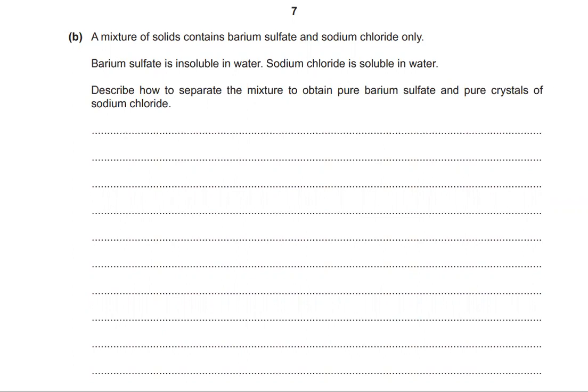It says that a mixture of solids contains barium sulfate and sodium chloride. Just after reading it, we know that barium sulfate is your insoluble salt, whereas sodium chloride is your soluble salt. So they have a mixture of an insoluble substance and a soluble one. So let's see what planning they want us to do, how we have to proceed with the question.